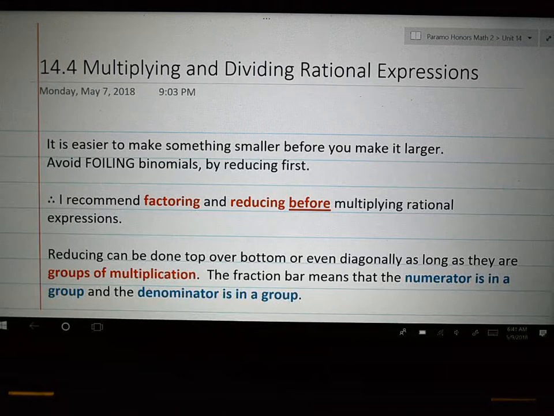14.4 is on multiplying and dividing rational expressions. I am not with you today because I have to work on some track stuff with Mr. Weaver. Woohoo! For the Valley meet. That's what we're working on.